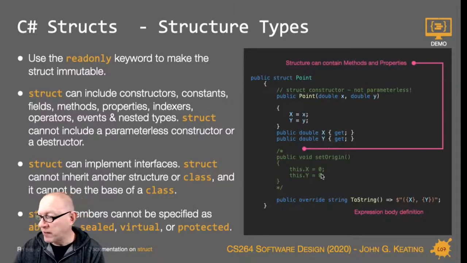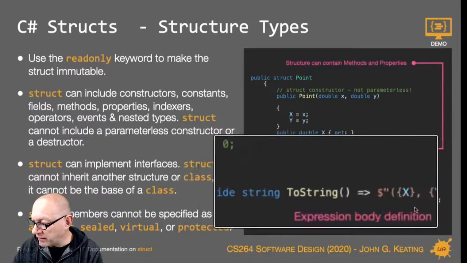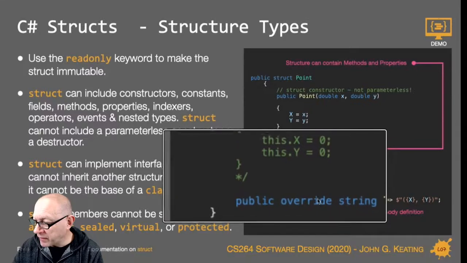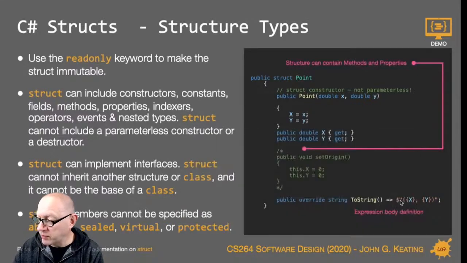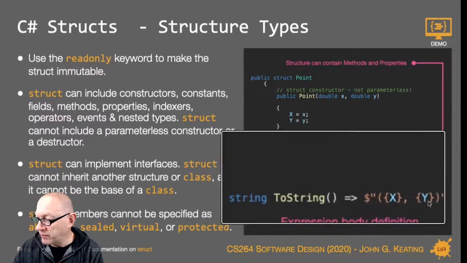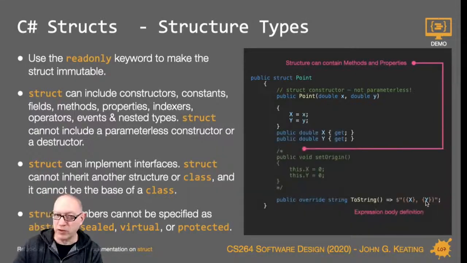We could actually have a method too, and we could set the origin, so we create a point and then just set the origin. And then we have a string method where we're overriding the ToString method for this particular struct, and we're going to print out the x and y values in brackets, so it looks like a point.